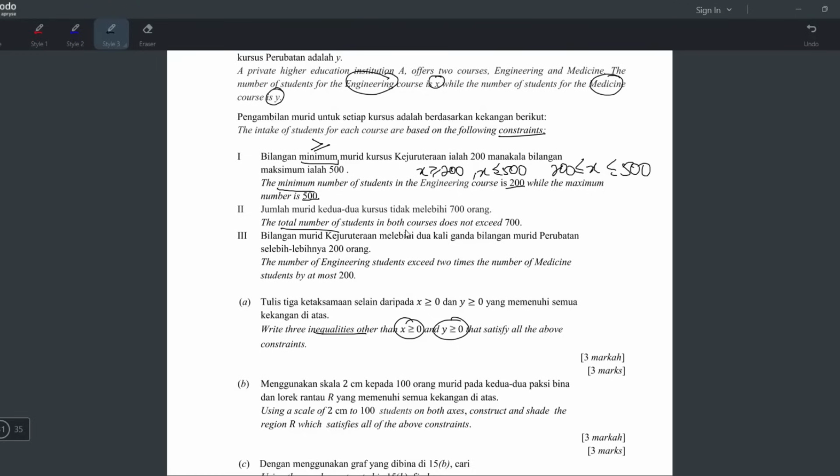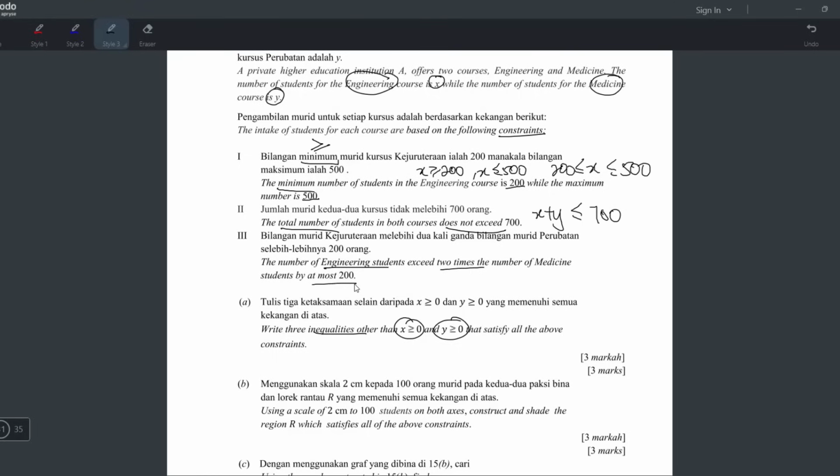Okay, number 2, the total number of students in both courses does not exceed 700. So X plus Y is smaller than or equal to 700. Okay, so that's the second inequality. And for the last one, that will be the number of engineering students exceeds 2 times the number of medicine students by at most 200.